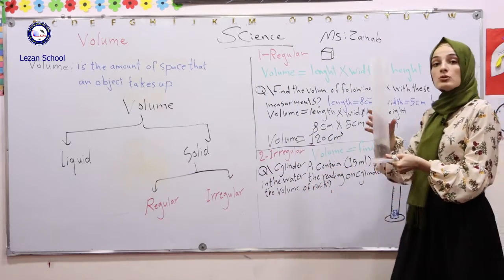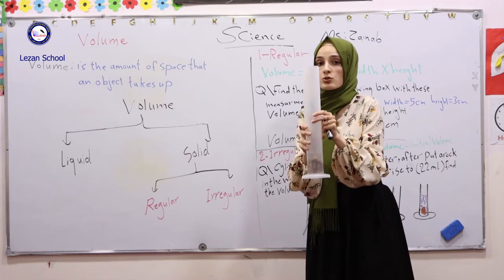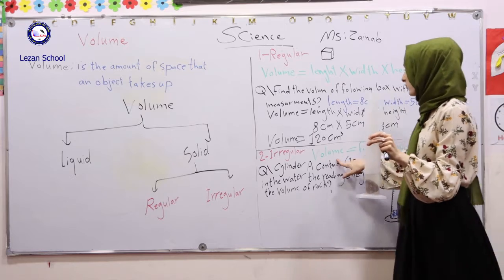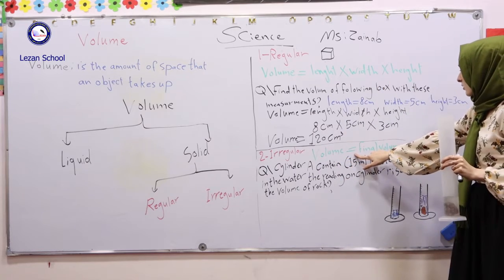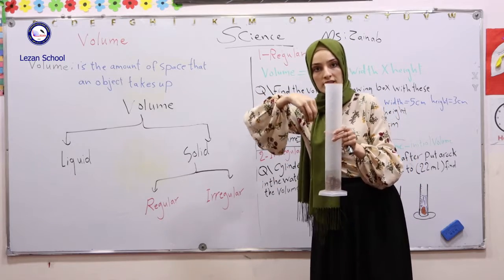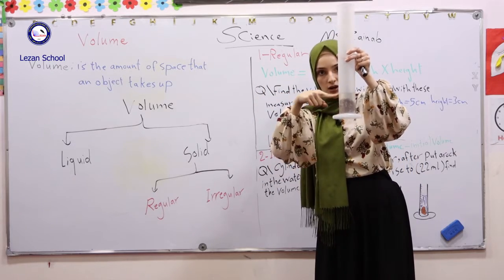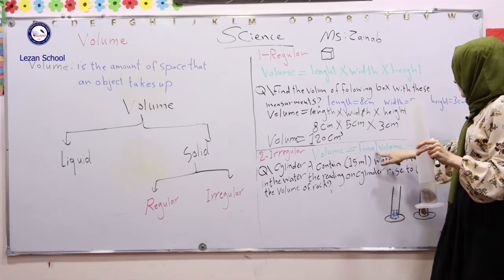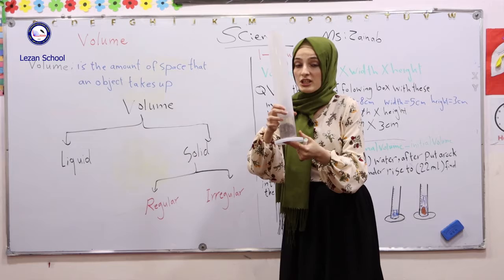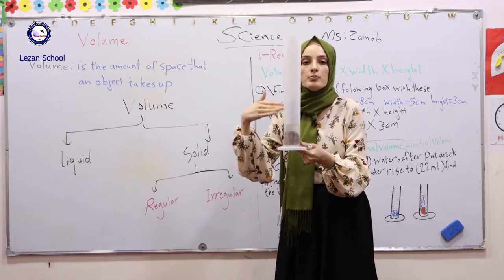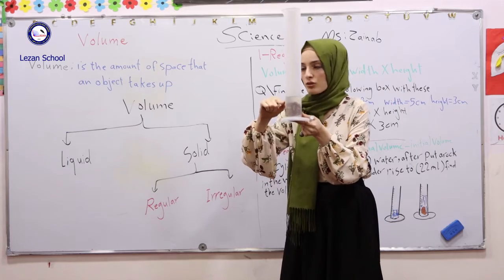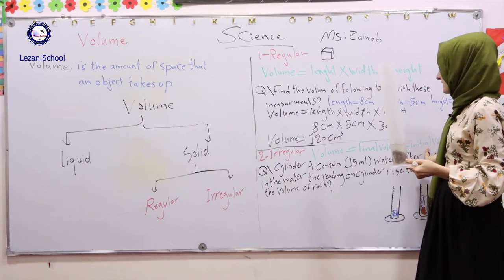By using this graduated cylinder, you can find the volume of an irregular shape by using this formula. Volume is equal to final volume minus initial volume. Final volume means after you put the rock into the water, you observe the amount of water. What's the meaning of initial volume? Initial volume means before you put the rock into the water, you observe the amount of water.